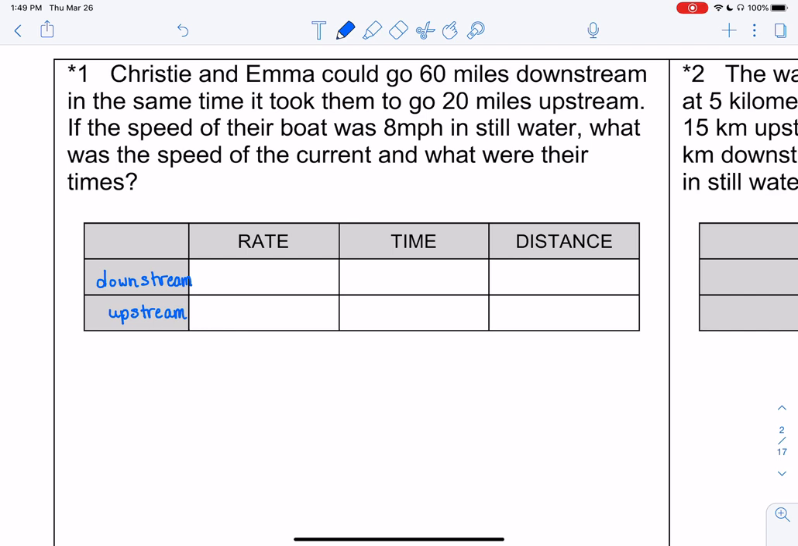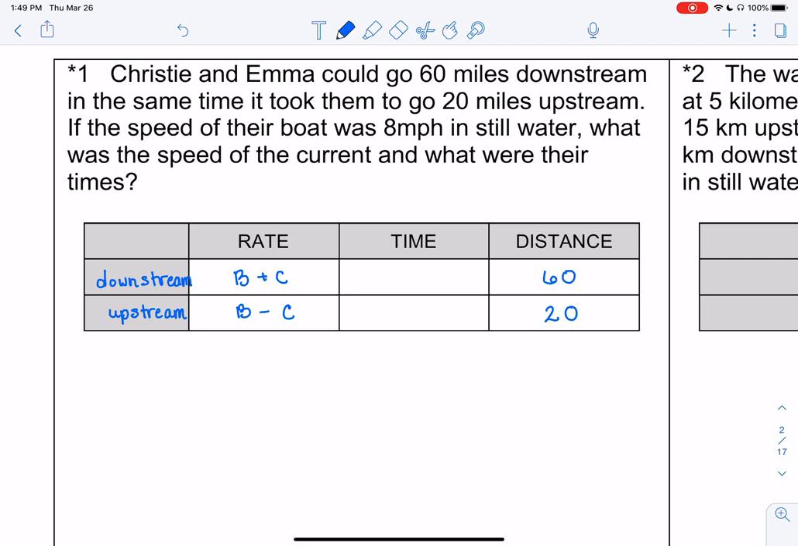Okay, and every time we set this up, I'm going to put B plus C, which stands for the boat rate plus the current of the river rate. And the upstream is when you're fighting against it, so it's B minus C. Now I'm going to go back and pull information specific to this question. When Christy and Emma go downstream, they can go 60 miles. That is a distance. So we put that over here on the distance tab. And then for the upstream, the distance they can go is only 20 miles.